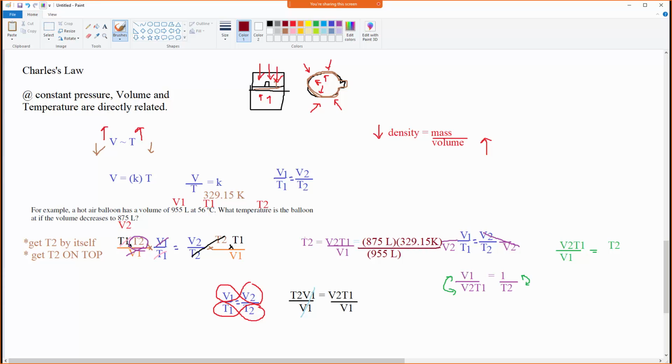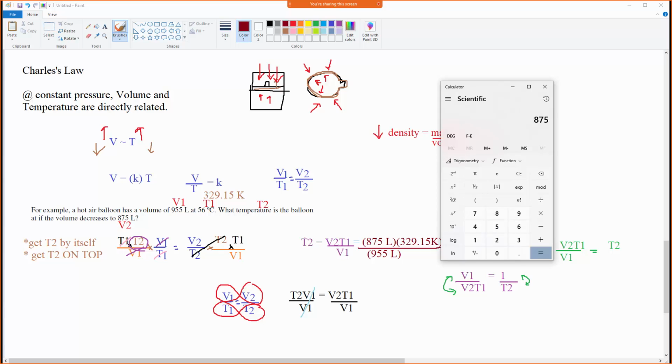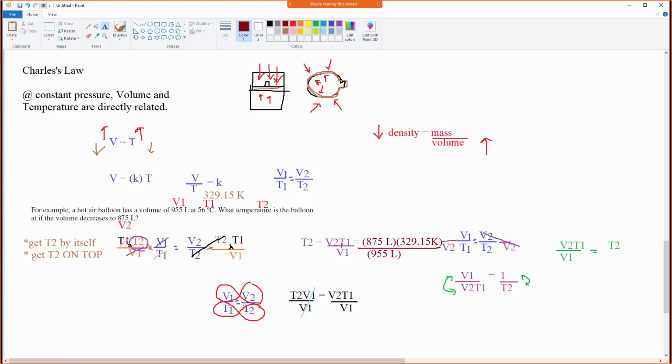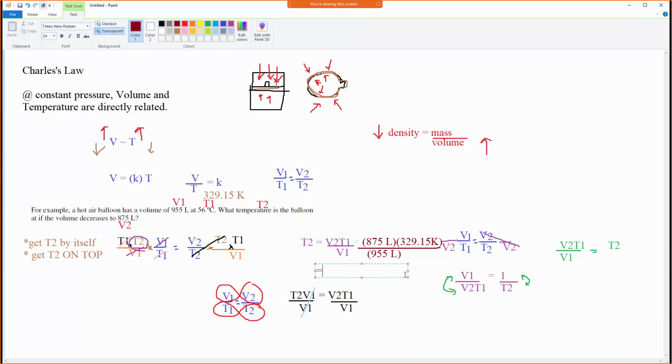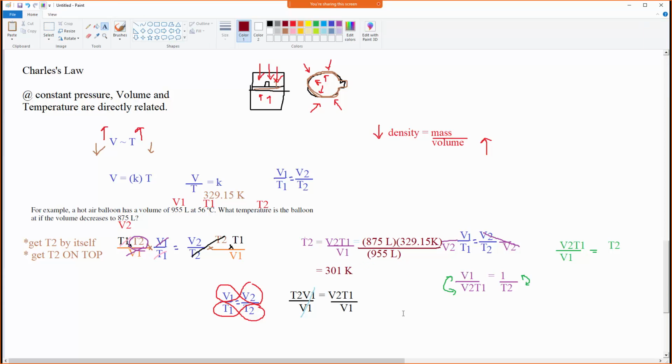All right, and then I'm going to plug it in. 875 times 329.15 divided by 955, and my new temperature is 301 Kelvin. Now, unless I say otherwise, you can just leave it there, right? I asked for temperature, you gave it temperature. But if I asked for Celsius, then you'd have to convert that back to Celsius. Does that make sense?